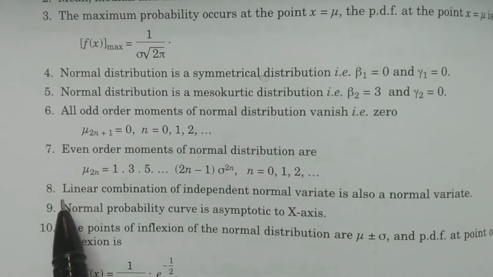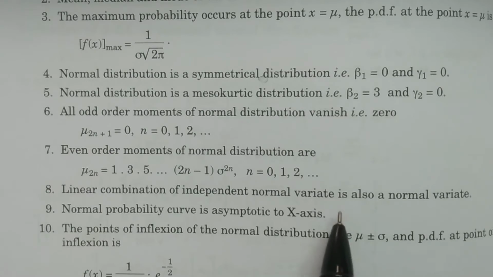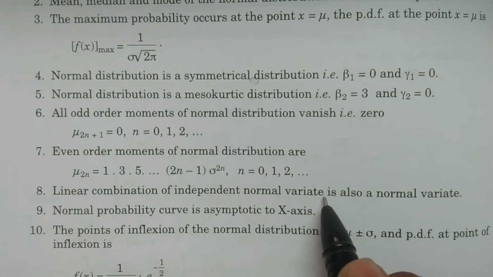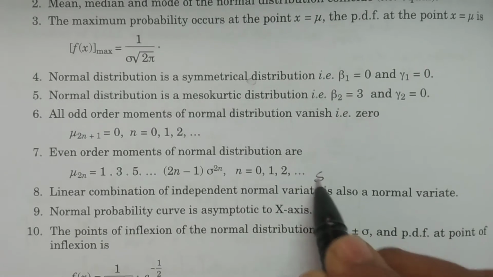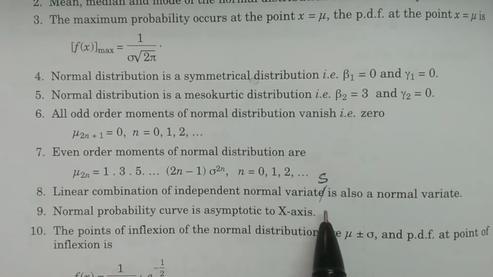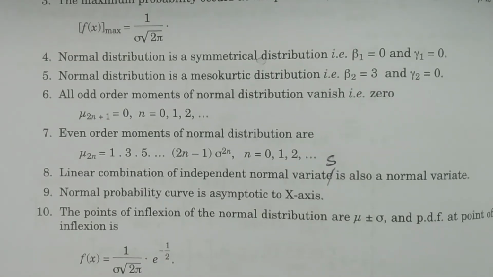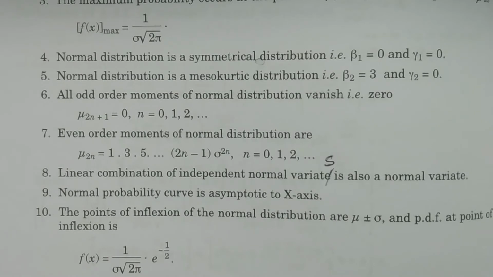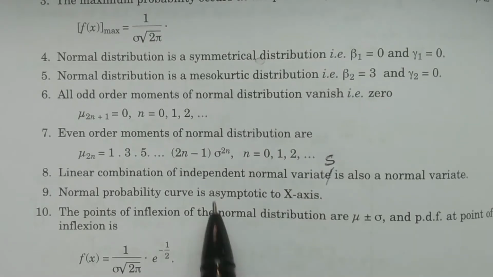Next, linear combination of independent normal variates is also a normal variate. If you consider linear combination of some normal variates, then what is the distribution of linear combination of those variates? It is also a normal distribution. It also follows normal distribution. That is what this property.